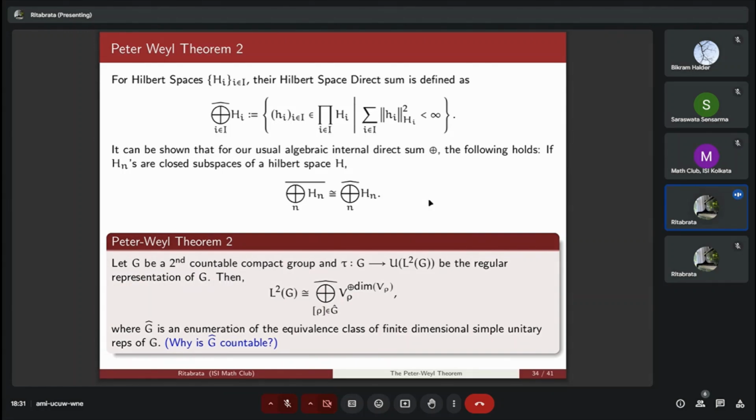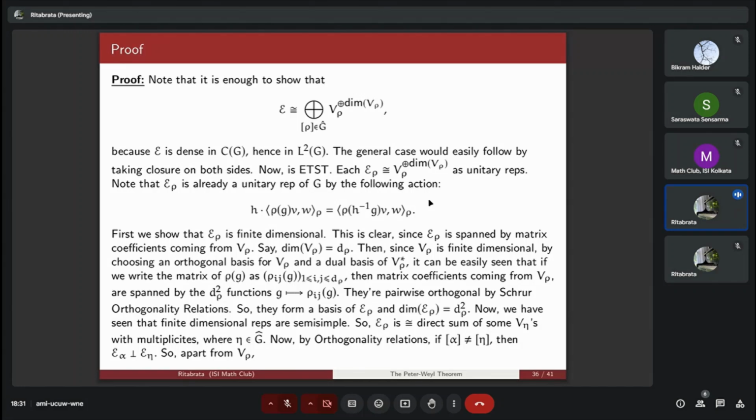So after this, let's try to prove the main theorem. I guess I am out of time. I have only 4-5 slides left. I need 10 minutes more.